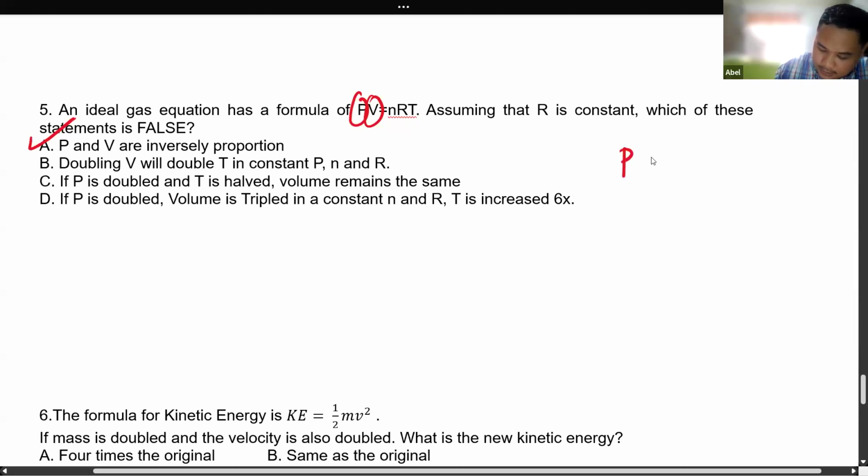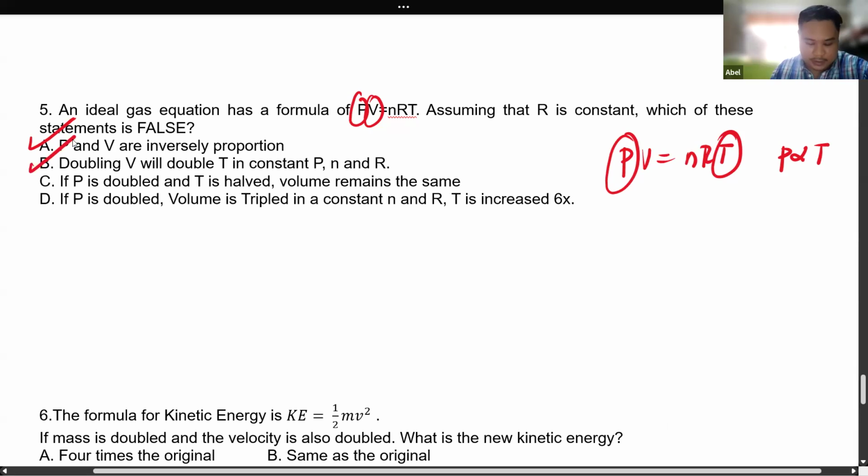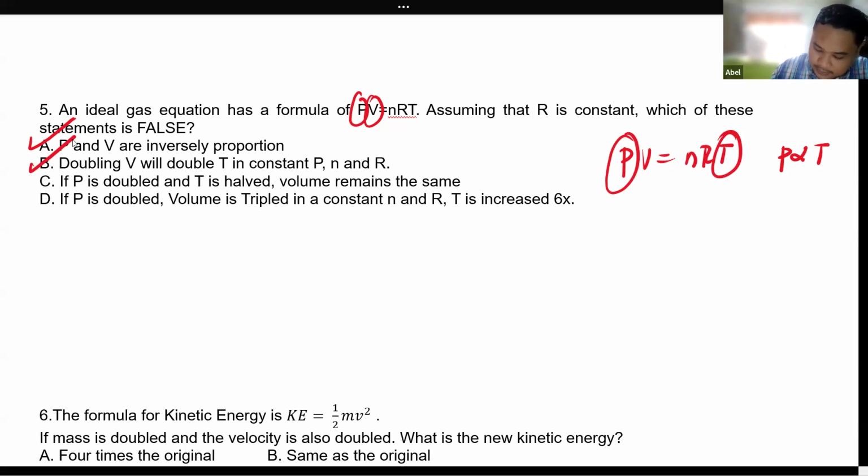So P and then PV is equal to nRT. Now you look at, double the P will double the T. So yes, right? So P and T are in direct variation, meaning to say increasing P will also increase the T, right? This one is correct. How about letter C? If P is doubled and T is half, volume remains the same.